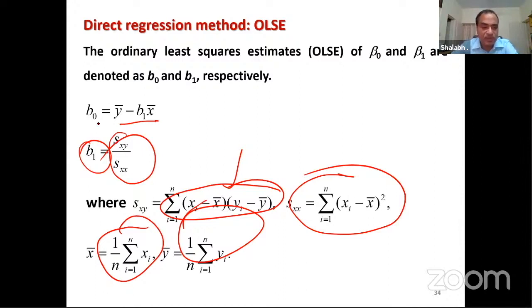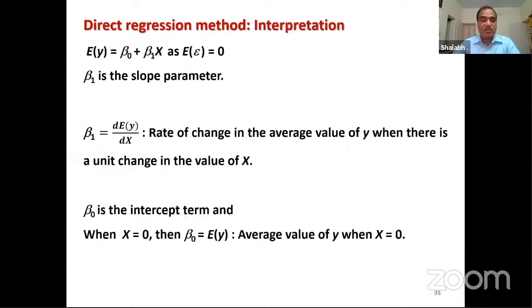Now, given the values of x and y, you can easily compute this value of b1. Once you obtain b1, you can put it here and compute the value of b0. The values of beta 0 and beta 1 which are obtained on the basis of a given sample of data are indicated by b0 and b1. That is the basic difference in the nomenclature. Beta 0 and beta 1 are the values in the population, and b0 and b1 are the values computed on the basis of the sample. So they are representing the values of beta 0 and beta 1.